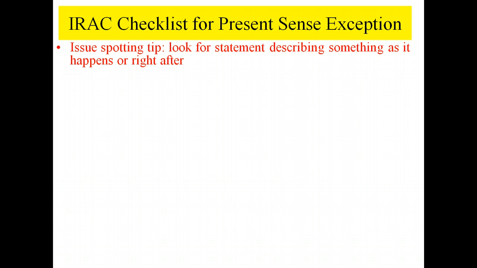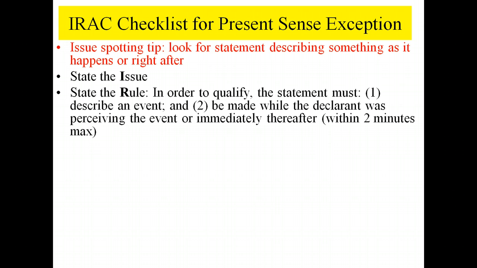Okay. Here's an example of an IRAC checklist that I made for present sense impressions. My issue spotting tip was to look for a statement describing something as it happens or right after. Okay, then I have state the issue, state the rule. Here I went back to my slide where I had broken the rule down into its individual requirements.